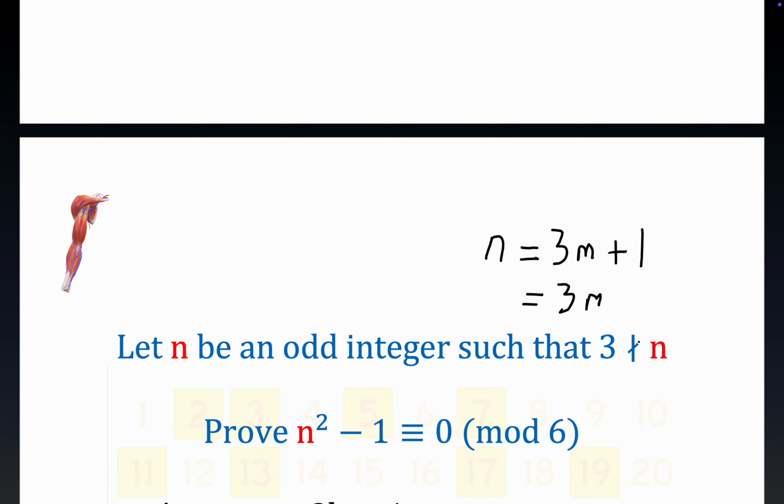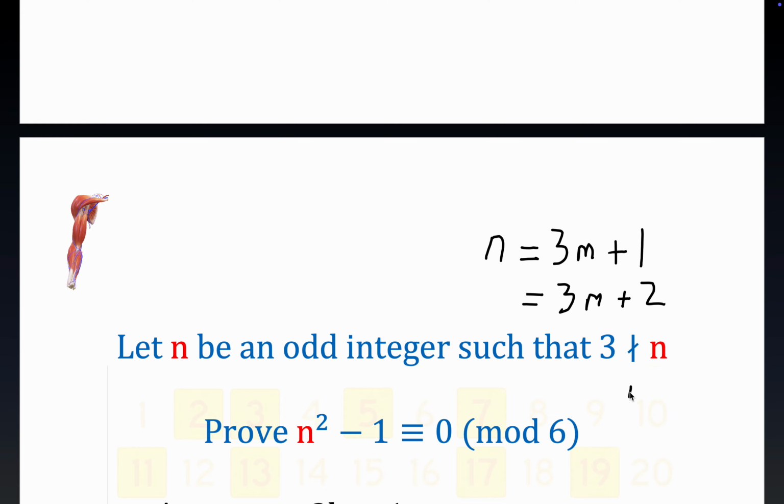Okay. If it was a multiple of 3, it would just be equal to 3m, right? So these are the only other two cases, right? n can be equal to 3m plus 1, or n can be equal to 3m plus 2, because it cannot be a multiple of 3. The only remainders when you divide an integer by 3 are 0, 1, and 2. So we rule out 0 because at the very beginning we're saying that n is not a multiple. In other words, another way to say this is 3 does not divide n.